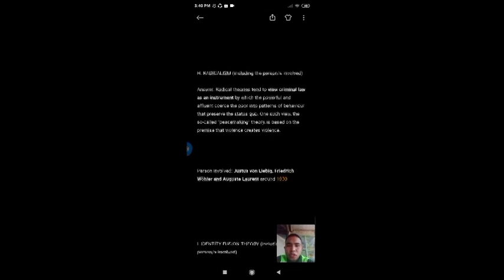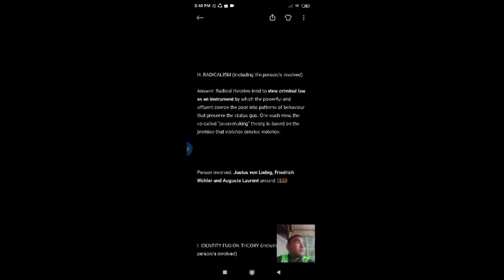Letter H is radicalism. Radical theories tend to view criminal law as an instrument by which the powerful and affluent coerce the poor into patterns of behavior that preserve the status quo. One such view, the so-called peacemaking theory, is based on the premise that violence creates violence. The persons involved are Justus von Liebig, Friedrich Wu, and Augustin Laurent around 1830.